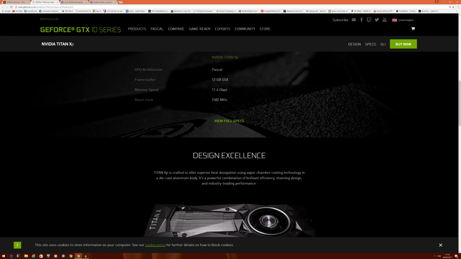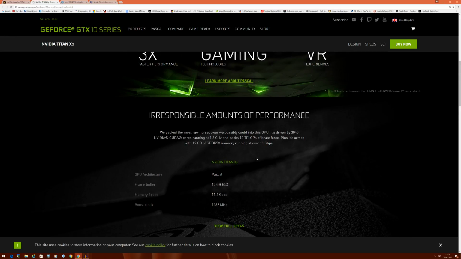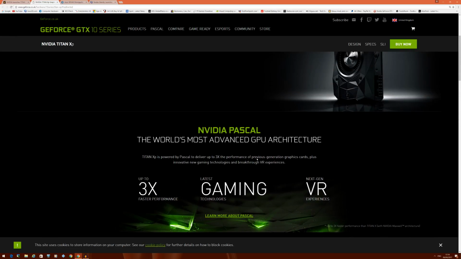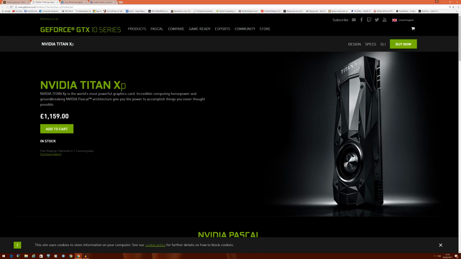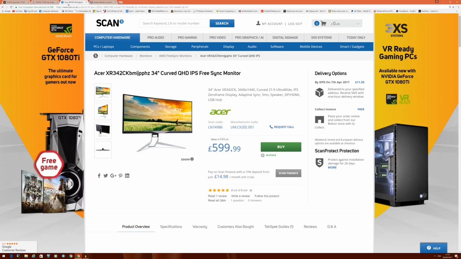This will sell, don't get it twisted. For those of you thinking that you don't understand the appeal of having the most powerful graphics card around, that in itself will sell it. There's people out there that will do that.